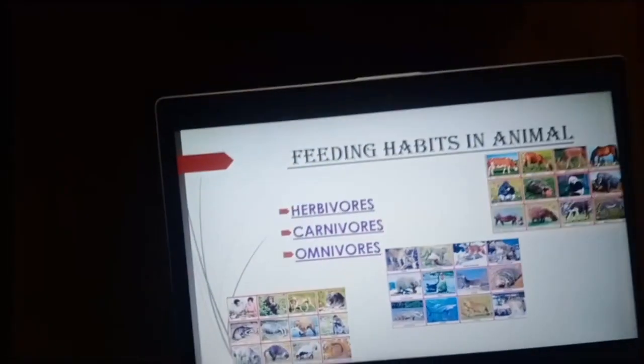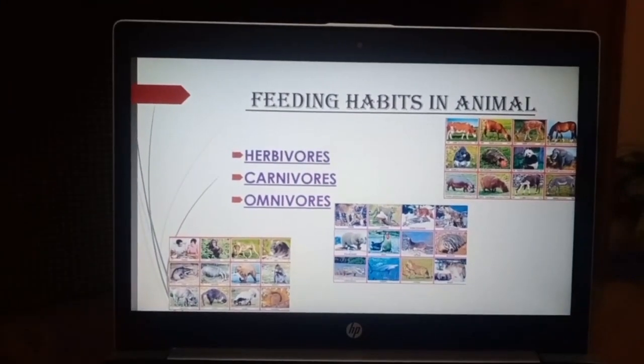So here I gave you a closer look at all the types of organisms. The first one was herbivores. They are the organisms that feed only on plants and plant parts. Second one was carnivores. They feed on meat or flesh of other organisms. And the third one was omnivores. They feed on plants as well as on the flesh of other organisms.